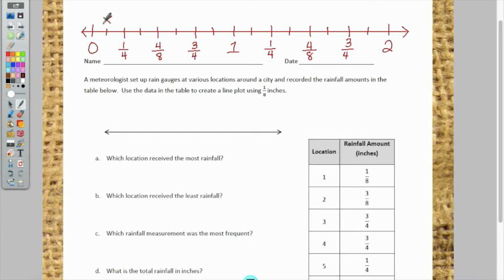So the first measurement I want to put on there is 1/8. So it's here. And instead of crossing that off, I'm going to highlight it because I want to be able to see it later. You can just circle it or whatever. Okay? And the next measurement is what? 3/8. That's going to be easy to find. It's right in front of 4/8, isn't it? 1/8, 2/8, 3/8. Okay? And then I'm going to highlight that one. 3/4 is my next measurement. Very good. And I've got 2 of those, don't I?